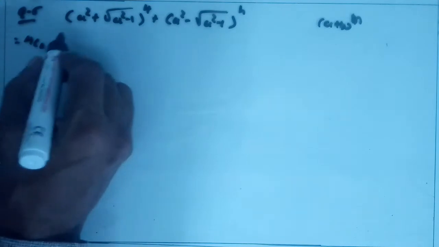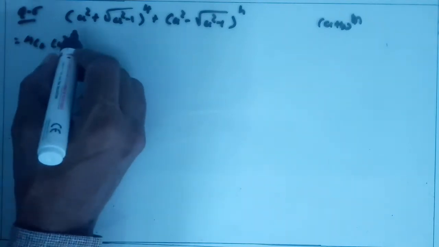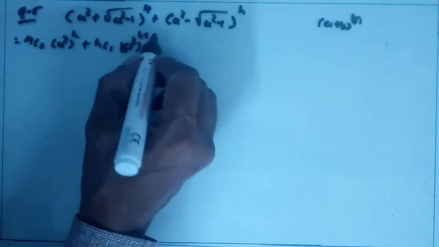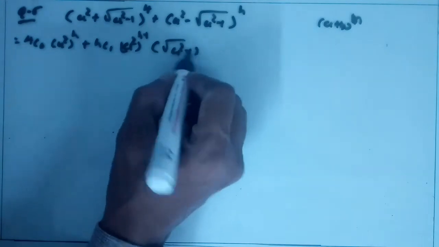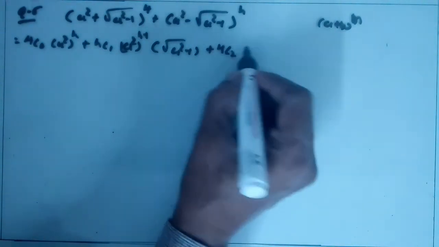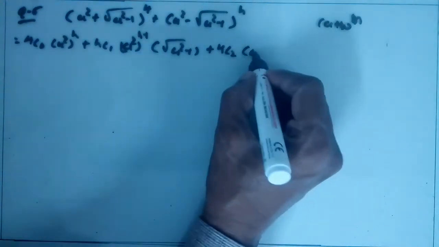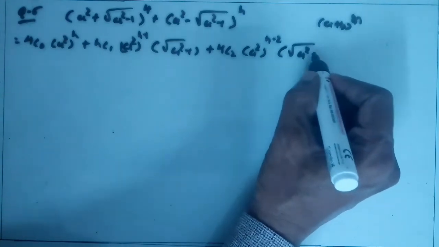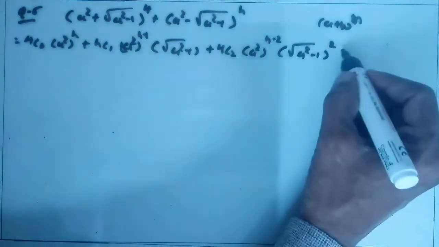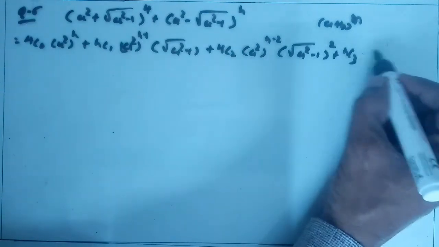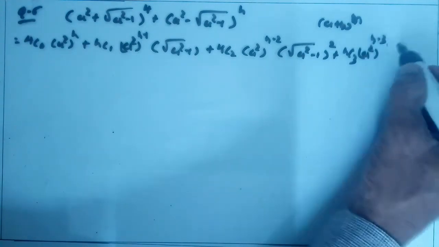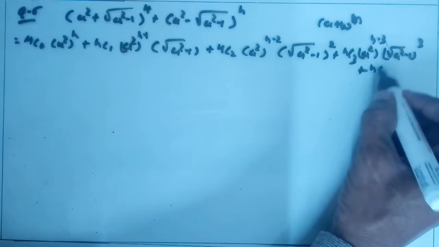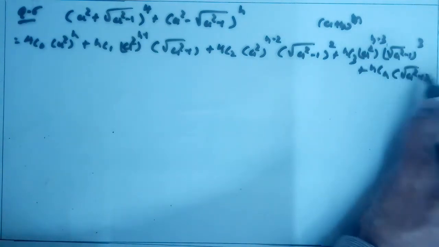4C0 first term a², raised to 4, plus 4C1 first term (x²)⁴⁻¹ and the second term √(x² − 1) raised to 1, plus 4C2, reduce one power of the first term, (x²)⁴⁻², and increase the power of the second term, (x² − 1) raised to 2, plus 4C3 (x²)⁴⁻³ (√(x² − 1))³, plus the last term 4C4, last term (√(x² − 1))⁴. Clear?